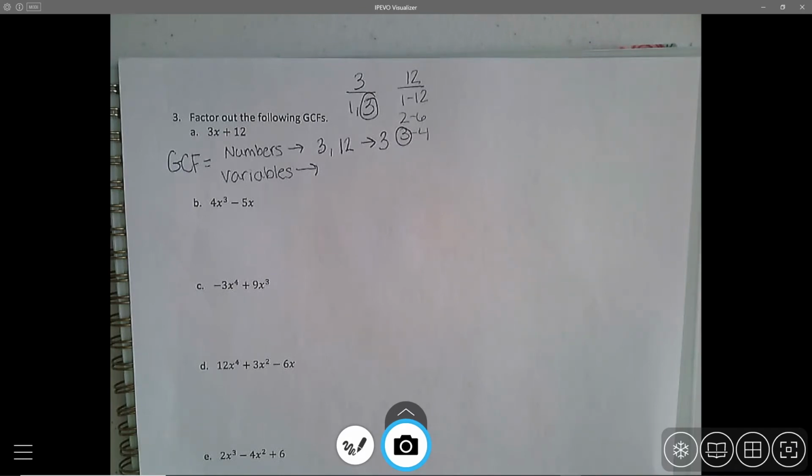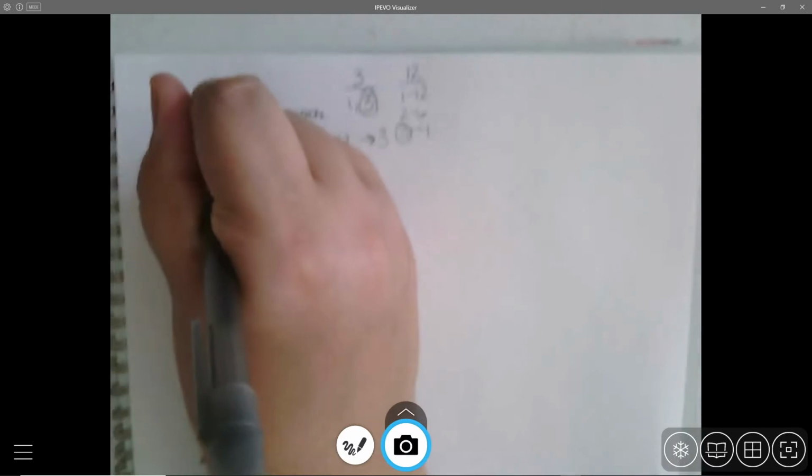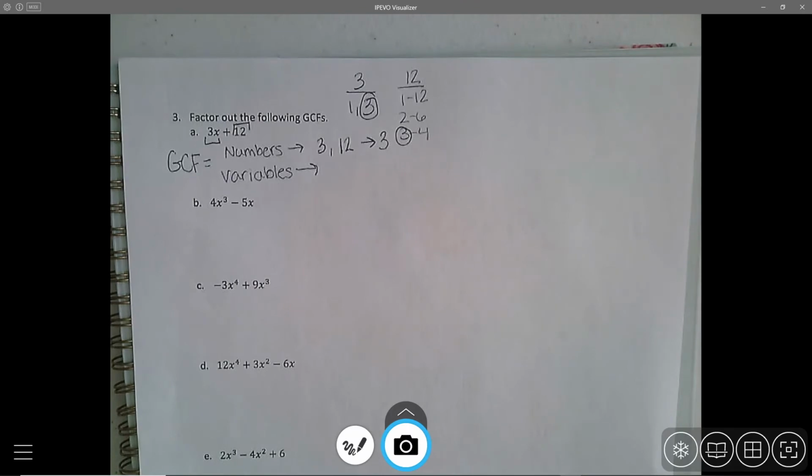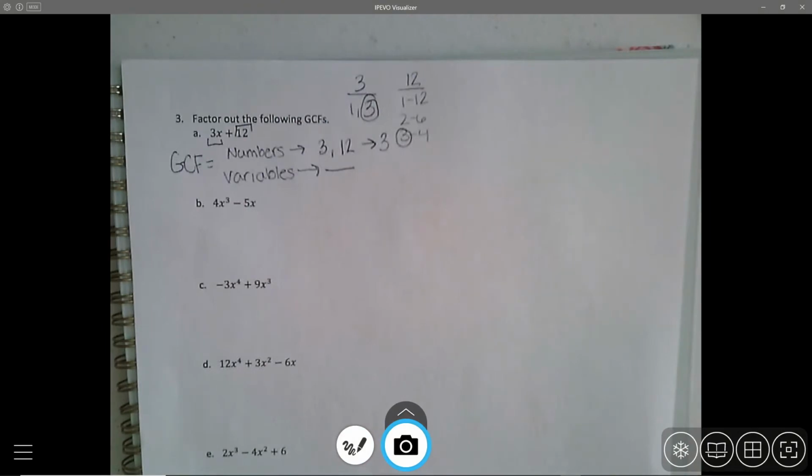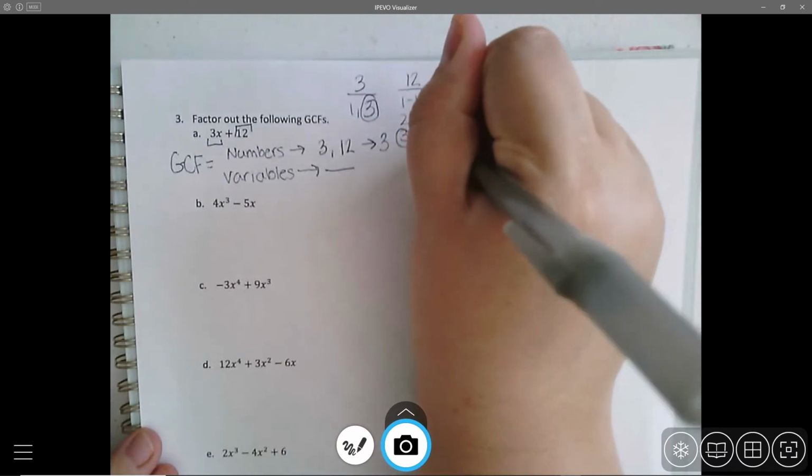Now, I also need to think about the variables. Remember, in our polynomials, terms are separated by a plus or minus. In this problem, there are 2 terms: a 3x and a 12. For a variable to be part of the GCF, you're looking for whether those terms have a letter in common. Do they both share a letter? And the answer is no. One of them has an x, one of them does not. So for a variable GCF, there is none. So my only GCF is 3.